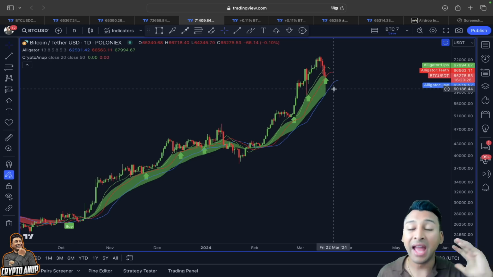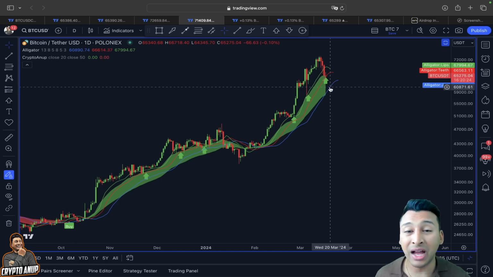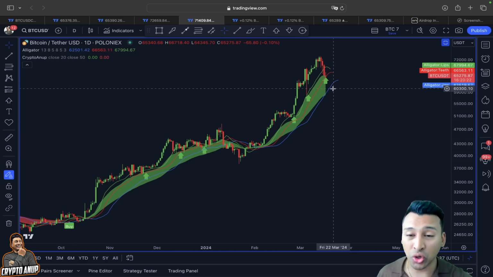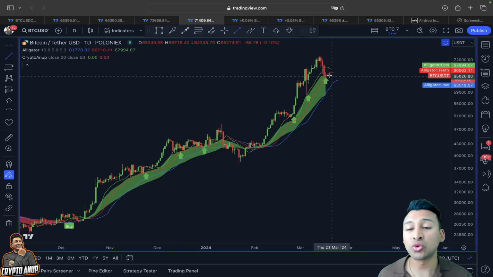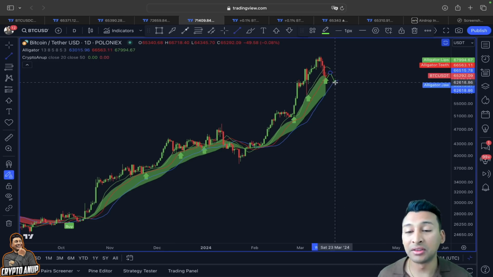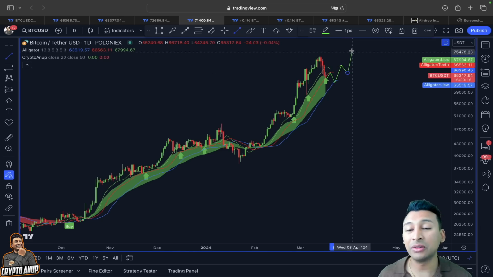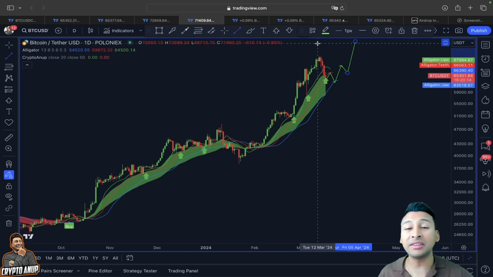So that's why, as long as we remain above 60,000, this pullback could be short-lived, and price after that could show another continuation like this, a retracement around 61,000, and then a final move towards this sell point.